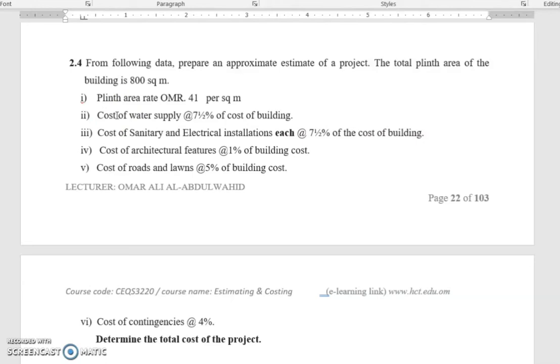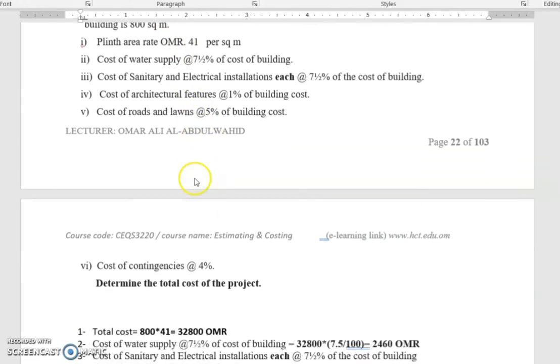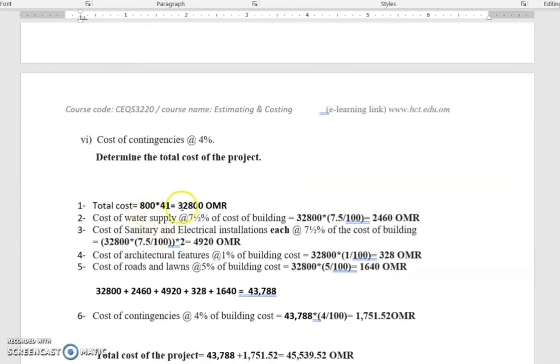وجاك واحد قال لك أنا عندي معلومة أن الووتر سبلاي هذا يكلف 7.5% من سعر المبنى. أوكي، it costs 7.5% of the cost of the building. طيب أردت أركب الصحيات في المبنى والكهربائيات، يقول لك each one of these, each not both, each one 7.5%. أوكي، so cost of the architectural features 1%. أوكي، roads and lawns، الشوارع المؤدية والمخارج من المبنى وكذا، والمناطق الخضراء بتكلف 5% من سعر المبنى. إذا عندك سعر المبنى حصلنا، we have got the price of the building or the cost of the building here.